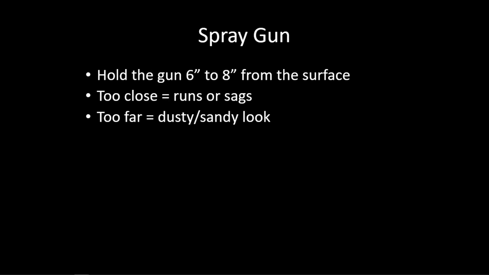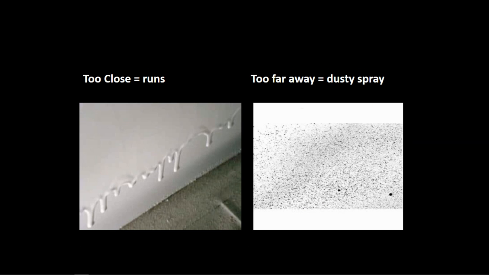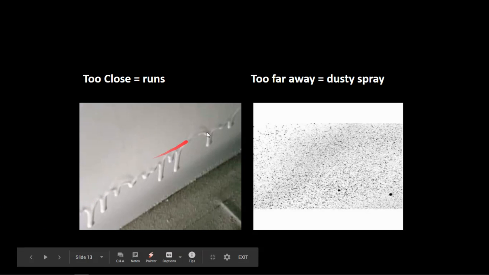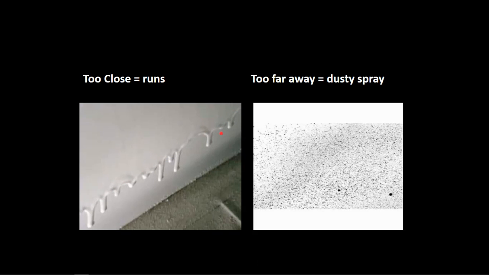With a spray gun, if you hold it too close, you're going to get runs in it. If you hold it too far away, it's going to give you a dusty, sandy look. There are two typical types of spray guns; a gravity fed gun doesn't require as much pressure. This is a picture of if it's too close: you can see how it starts to run. It will dry that way, and it's going to be impossible to fix unless you completely sand down the surface and do it again. If you hold it too far away, you get that dusty appearance.